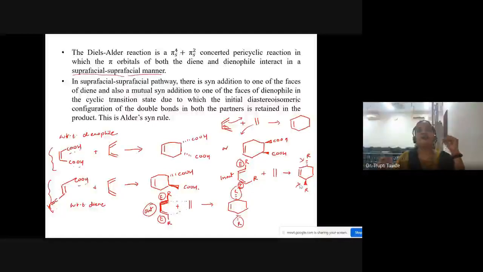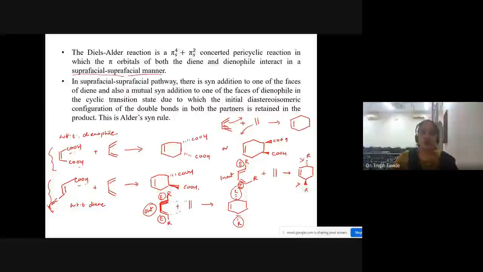So this is called Alder's rule. Because of the suprafacial pathway, there is always a syn addition to one of the faces of the diene, or an all mutual addition to one of the faces of the dienophile, due to which we always end up with the syn products. That means the stereochemistry of the product completely depends on the stereochemistry of the reactant. If we have understood this part, then the reactions which I have written on the screen will be convenient for you to understand the next part.